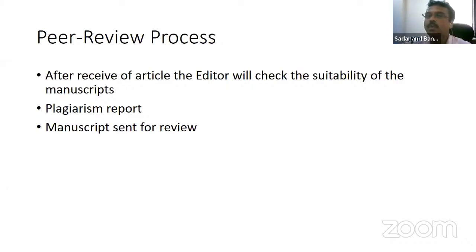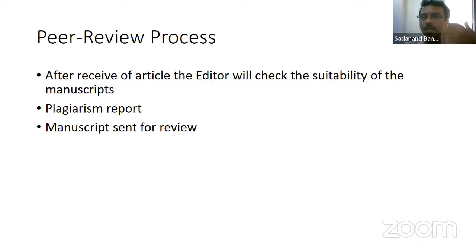it undergoes various processes. The peer review process starts right from the first step. The moment you submit your manuscript, it will start. The editor-in-chief will check the suitability of the manuscript. That itself is the first review. The moment he reviews your article, he will find whether the article is suitable or not. That is the first step in peer review.